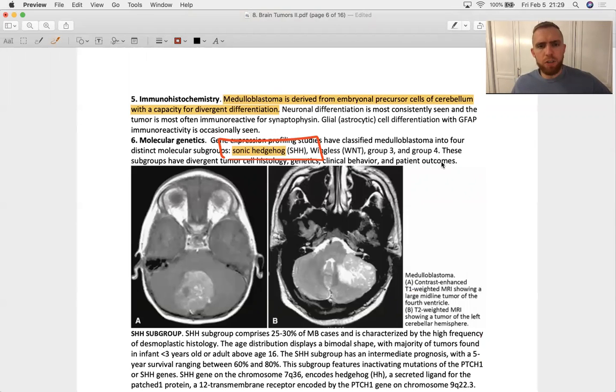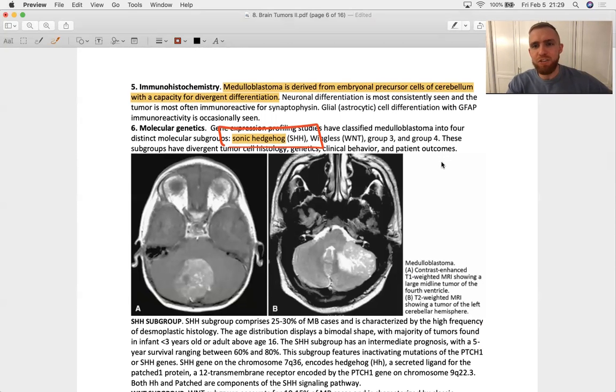What's the cell of origin? Embryonal. Wow, I can't talk. Embryonal. There we go. Embryonal precursor cells. Man, I had to really think about that, huh? Long day, eh? Of the cerebellum.